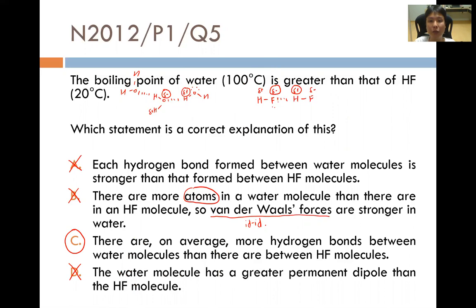But it is still true that the number of hydrogen bonds that water can form between different water molecules will be on average greater. That's the reason why, since there are more hydrogen bonds between water molecules, we have to break a greater amount of hydrogen bonds in order to boil the water. And that's the reason why water has a higher boiling point as compared to HF.